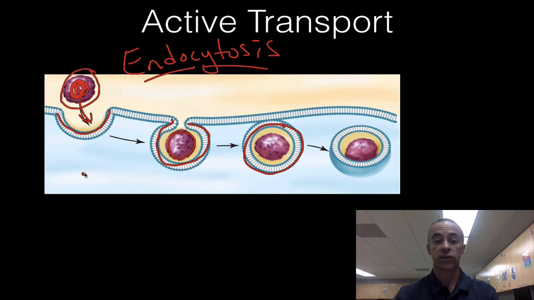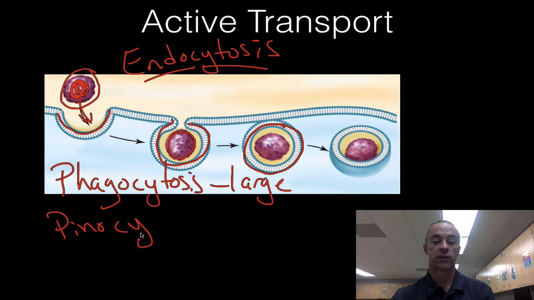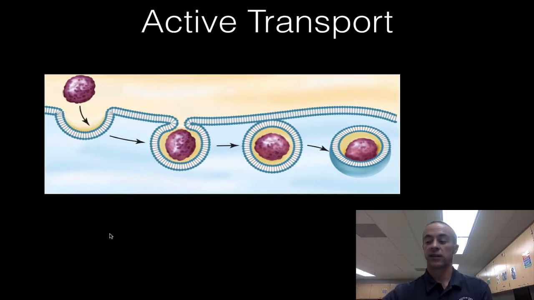There's two versions of endocytosis. The first is phagocytosis, and this is for very large particles. Phagocytosis literally means cell eating. And then the other is called pinocytosis, and this is for smaller things that are still too big to just squeeze between that membrane. And pinocytosis literally means cell drinking. So phagocytosis is cell eating, pinocytosis is cell drinking.